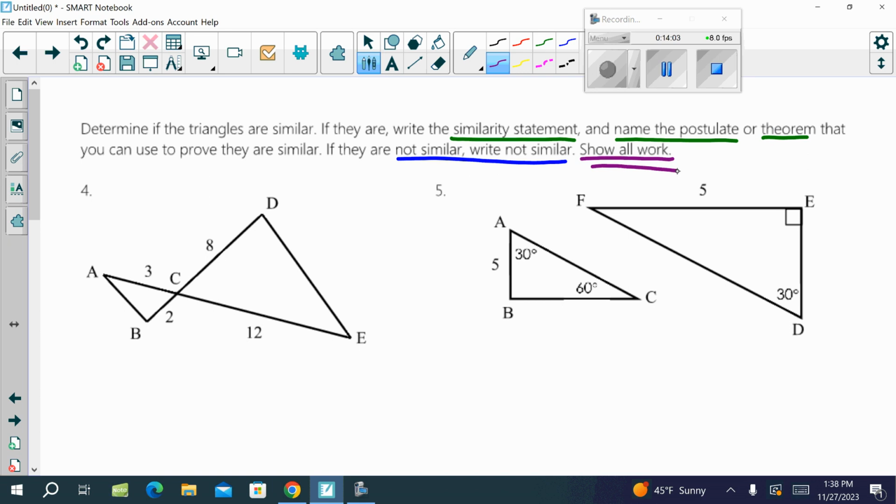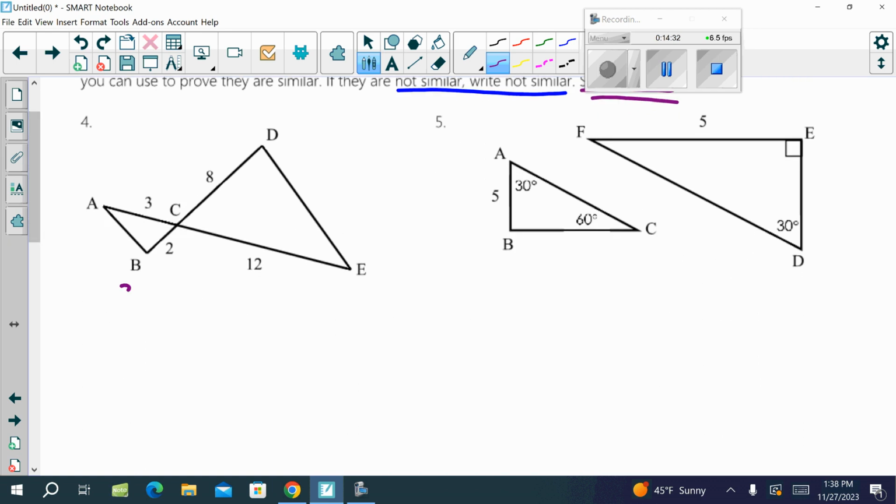Any questions there? No. Okay, so looking at number 4, what information do we have on there? Like what kind of stuff do we have? Do we have angles? Do we have sides? We've got the 8, 2, 3, 12 and stuff. We don't have any angle measurements, but we have sides, right? So if we start with the sides, if I do 3, what's its corresponding side? 12. And if I do 2, what's its corresponding side? 8.